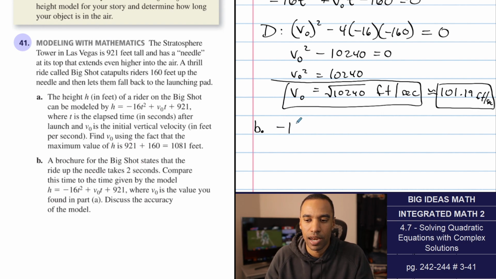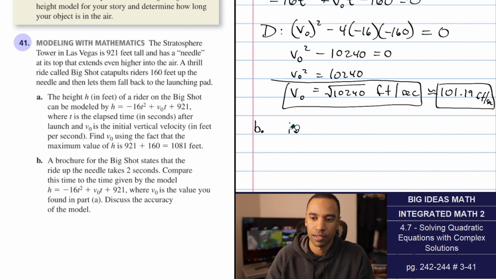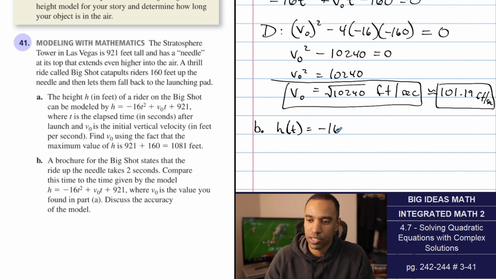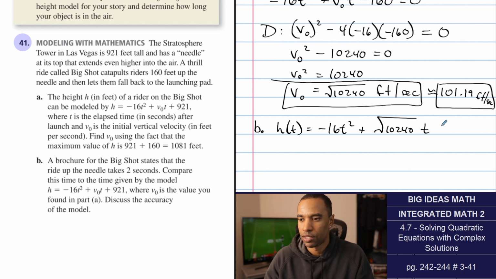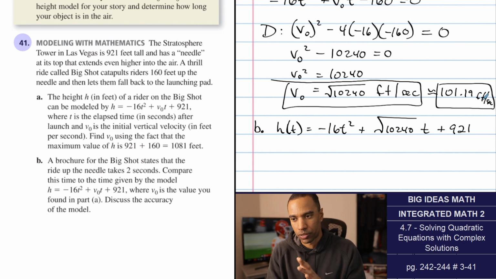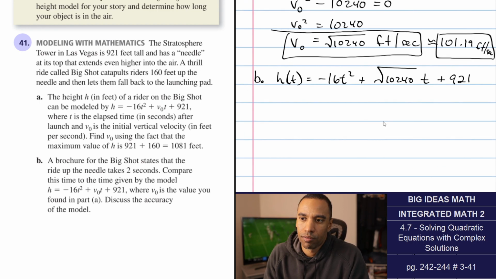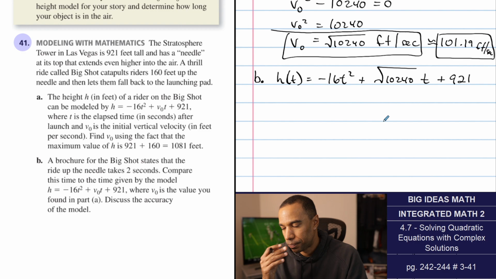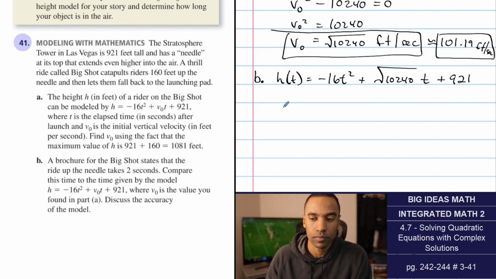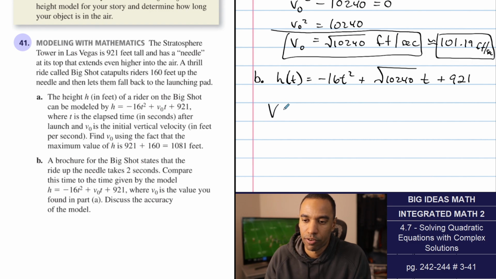x value by using our equation. We have our model, h of t equals negative 16t squared. I'm going to use this exact value, square root of 10240, times t plus 921, the original. We are going to find the x value of the vertex using negative b over 2a. The t value of the vertex. So for the vertex, the t value is negative b over 2a.